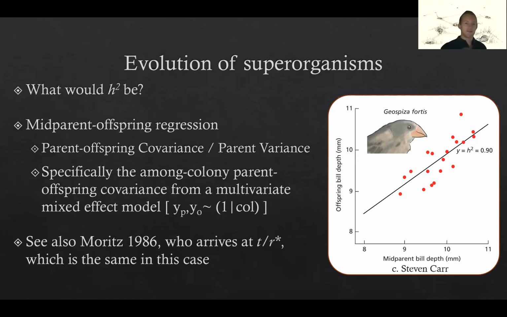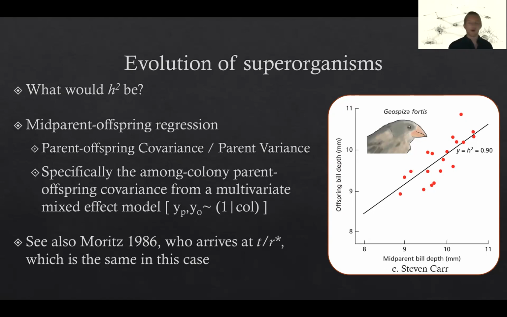Now, to get the parent-offspring covariance, I think you specifically need to estimate the covariance between the parent and offspring trait in a multivariate mixed effect model, and you fit a random effect of colony identity, which is the same for a parent and offspring colony. It allows you to separate the among-colony covariance from the residual covariance. This allows you to explicitly determine whether more aggressive parent colonies have more aggressive offspring colonies or not.